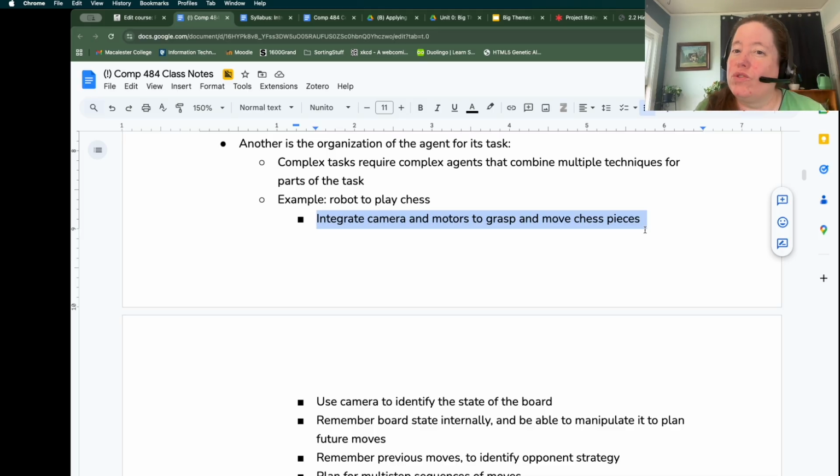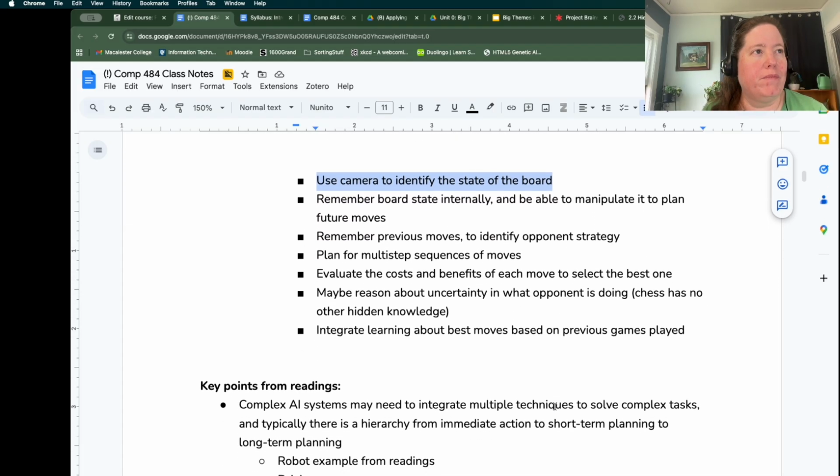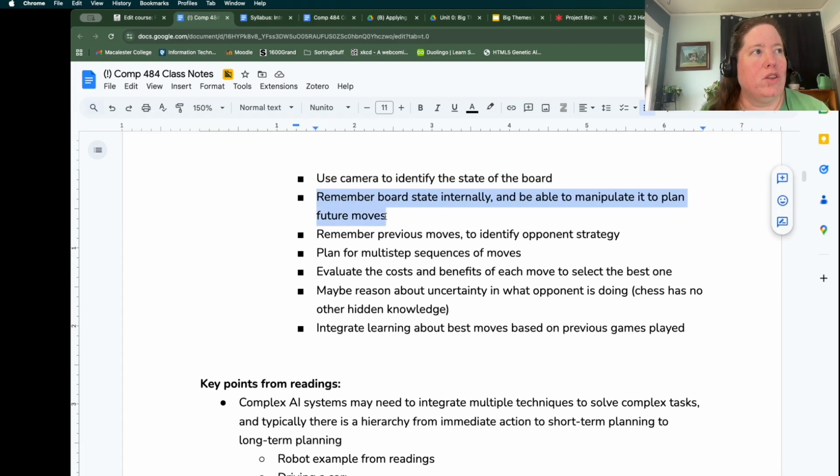You could have an agent whose sole task is to look at that piece of the problem. If it's a robot, it needs to be able to look at the physical board and identify the state of the board. What pieces are in what locations? That is building an internal map of the world. But again, that could be an agent's sole task, just that piece of the overall problem. You could have an agent that stores that state of the world internally, and it is able to use that and manipulate it to plan the future moves. So it's figuring out what the right moves should be.